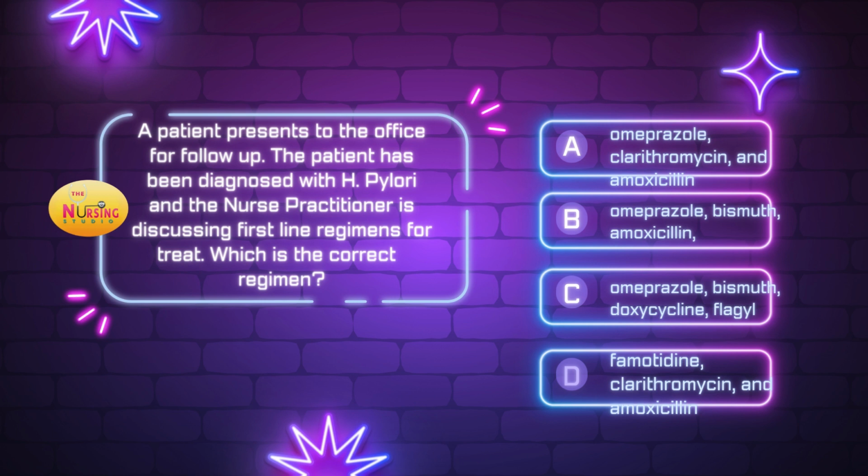So first line therapy is the triple therapy, Prevpack, your PPI, your clarithromycin, and your amoxicillin, unless they have any allergies or resistance. All right.